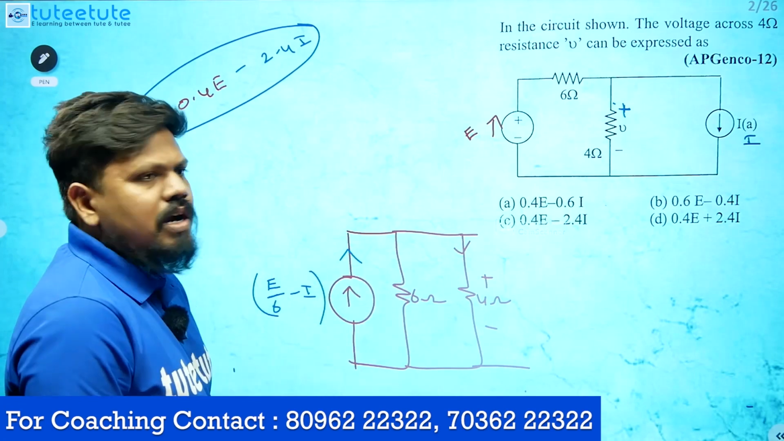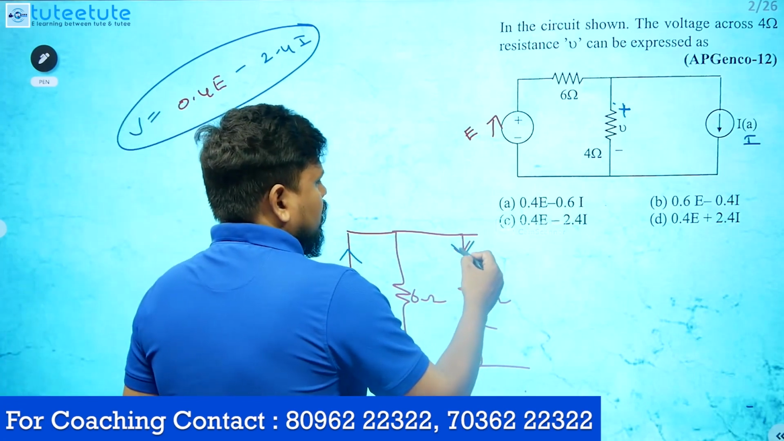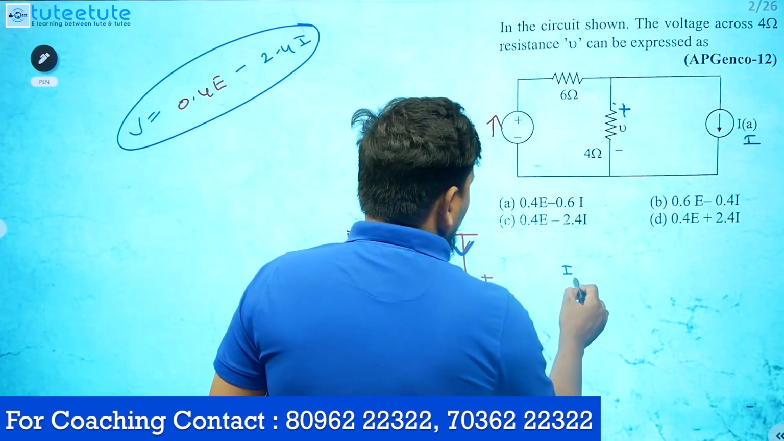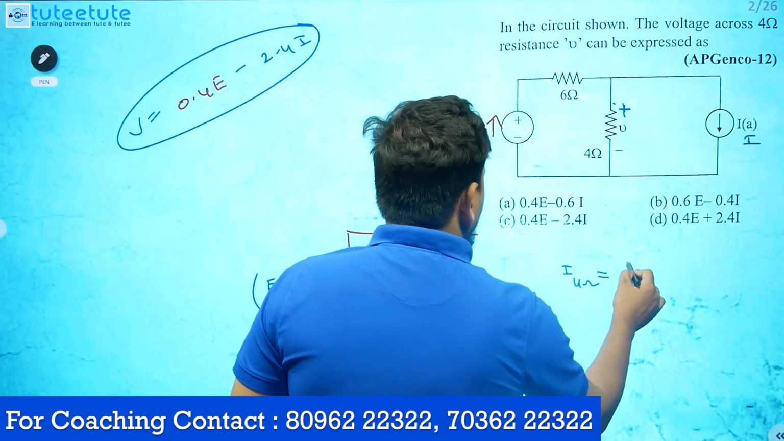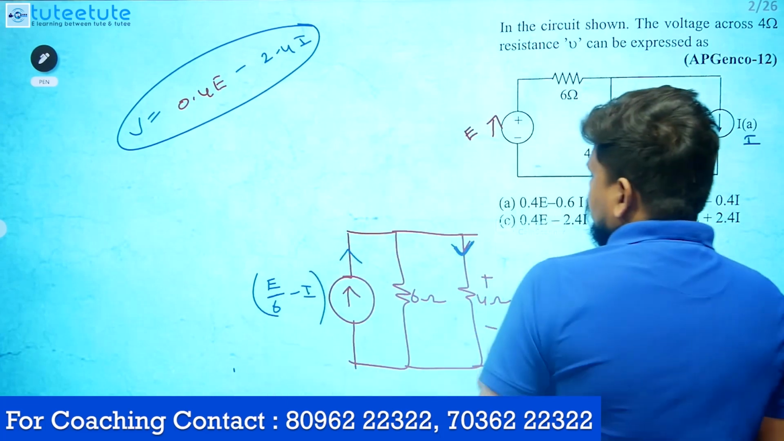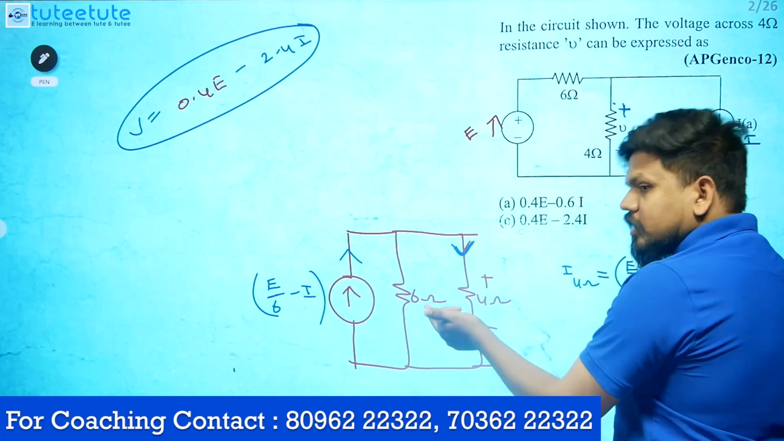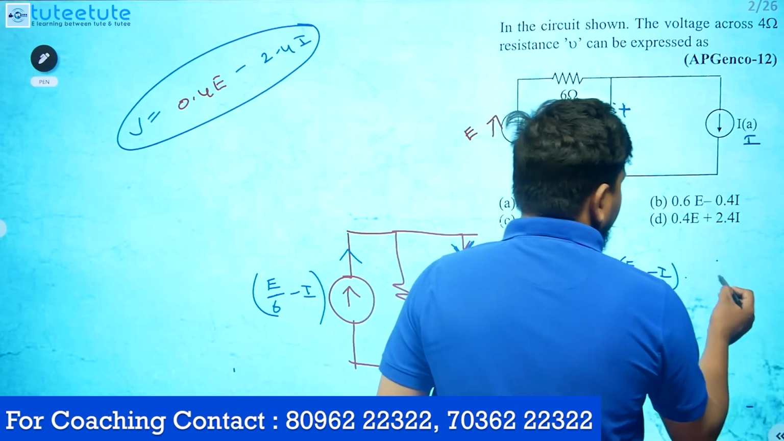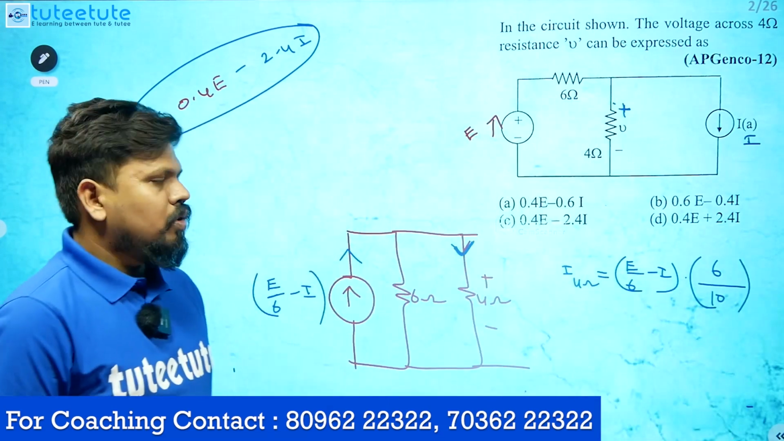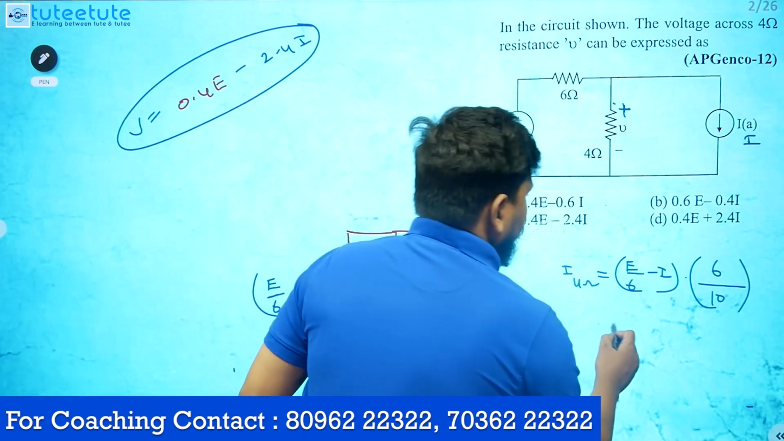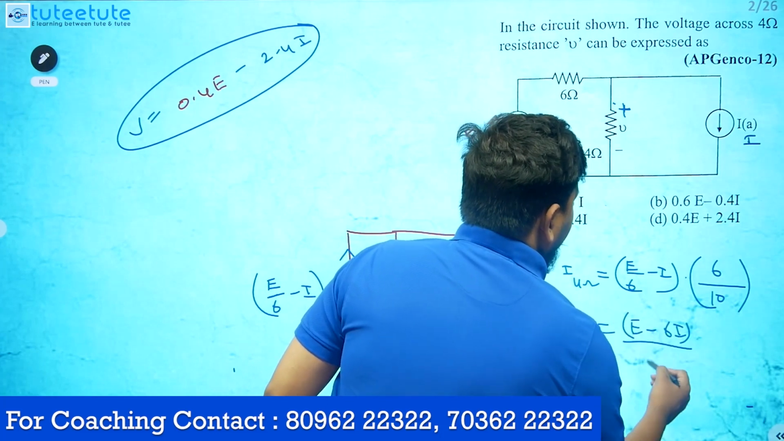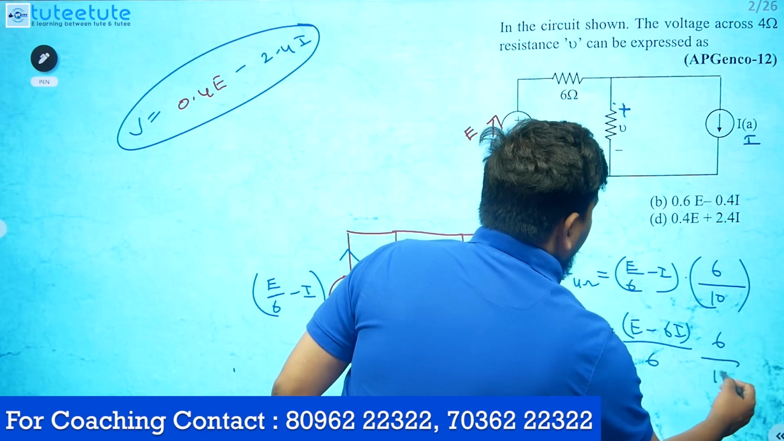Now we have to apply the current division. I want voltage across this one, okay? So I will calculate this current first, okay? So current in this 4 ohms resistance is nothing but total current. What is the total current? E by 6 minus I into, so we want current in this one means other resistance, okay? Other resistance is 6 divided by 4 plus 6, that is 10. We can do like this, okay? And you can just simplify this one. So we'll get E minus 6I divided by 6 into 6 by 10 you will get.